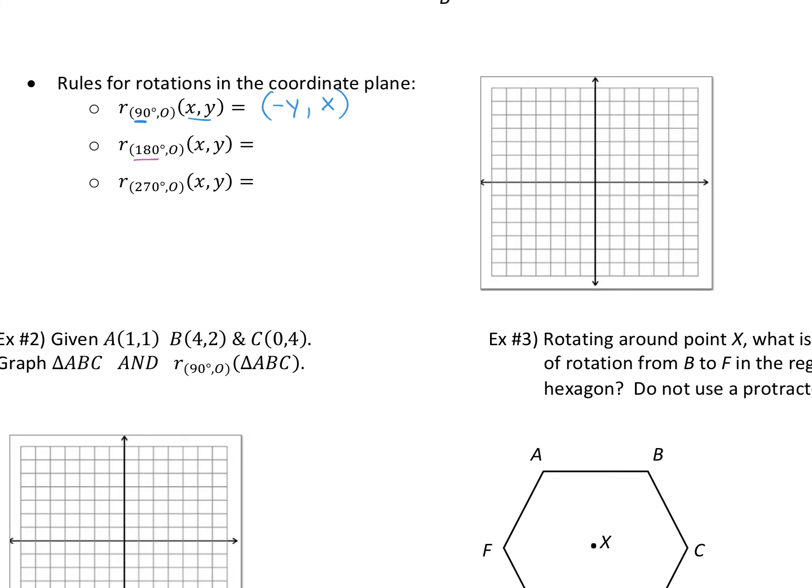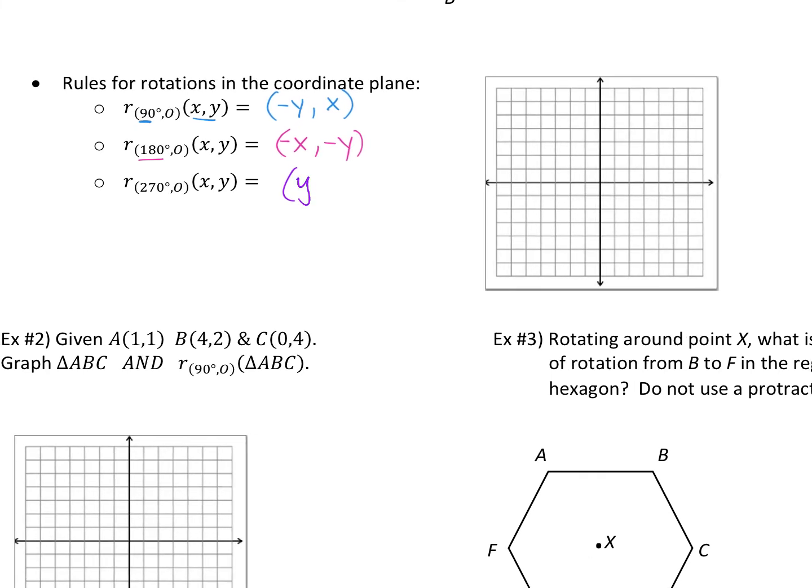If it's a rotation of 180, your X and Y that you had become the opposite of X and the opposite of Y. Now that doesn't mean it's a negative. If it started as a negative, now it's going to be positive, right? It's just the opposite of what it was, okay? And then the third one, if you rotate 270 degrees, your Y value is now your X value. And your X value, we take the opposite of it, and that becomes your new Y value. Okay, so let me show you what I mean.